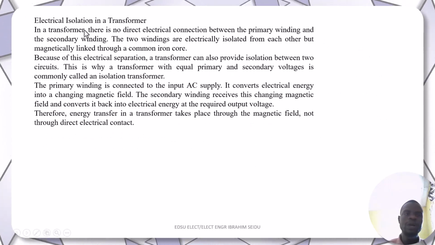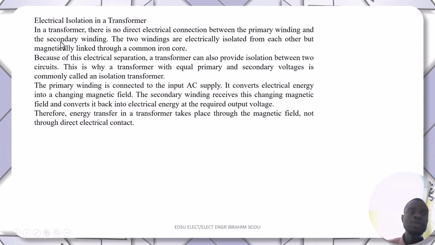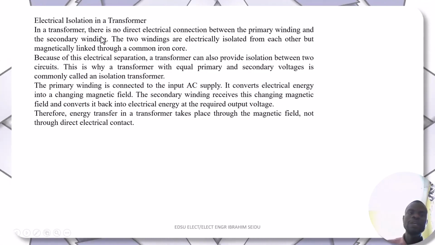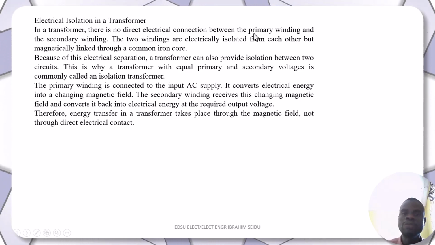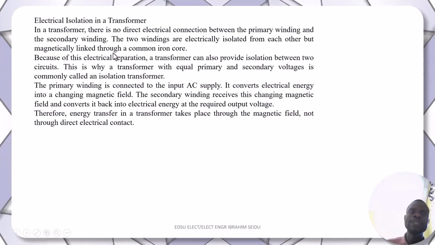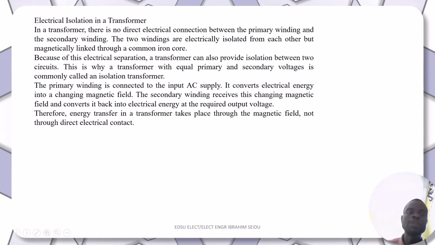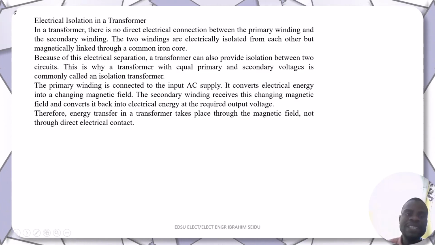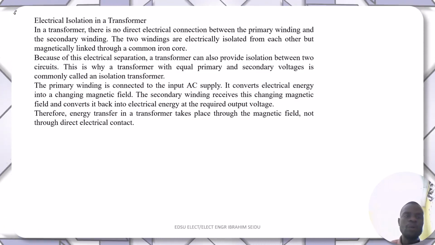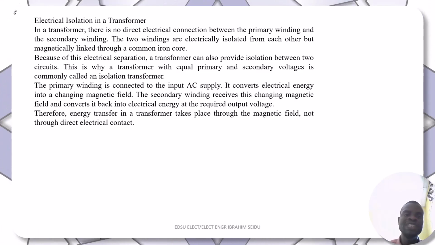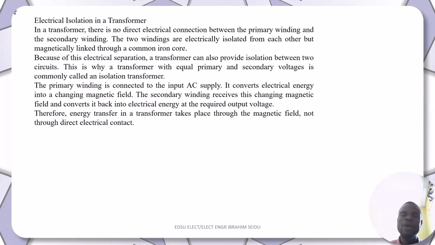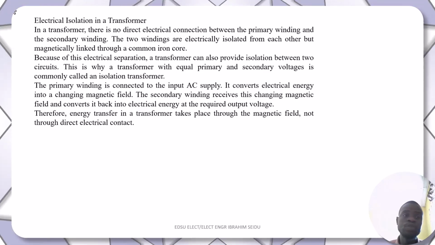Now, electrical isolation in a transformer. In a transformer, there is no direct electrical connection between the primary winding and the secondary winding. The two windings are electrically isolated from each other, but they are connected together magnetically through a common iron core. Because of this electrical isolation, a transformer can also provide isolation between two circuits.